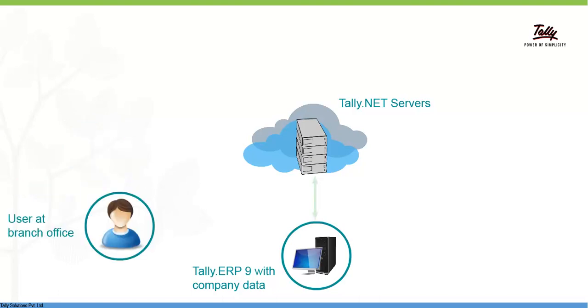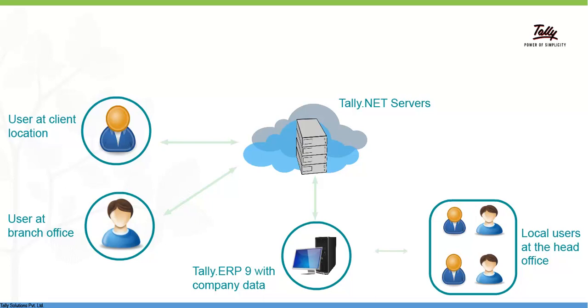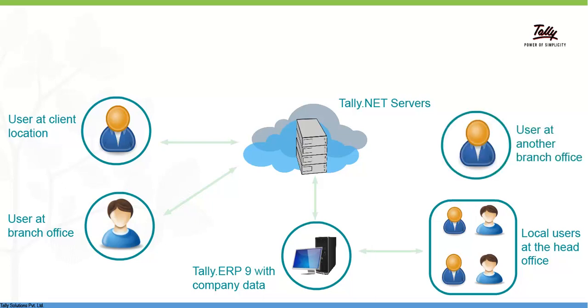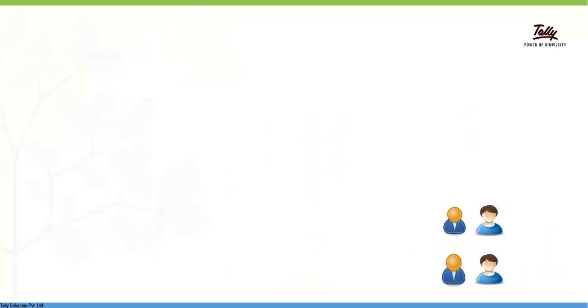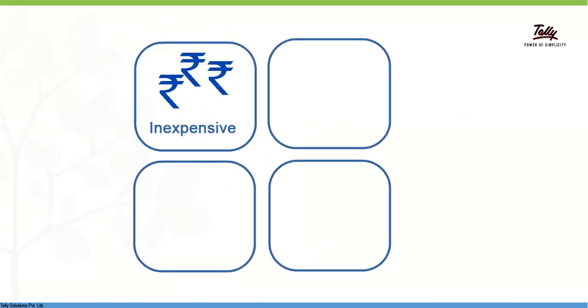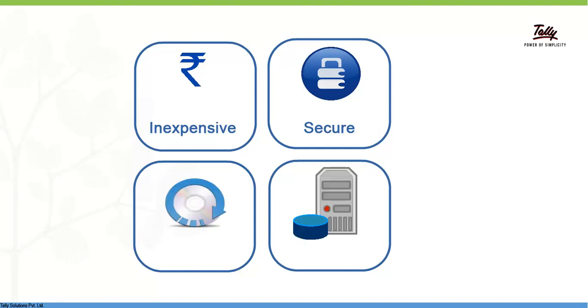While you are at the branch office or at a client's location, you can view a report or past transactions, while other users at the head office or another branch office can continue to work on the same data. Further, CAs can finish auditing faster because instead of traveling to your office, they can audit and print the required documents. The remote access capability is an inexpensive and secure mode to access your data remotely and can be set up with very little additional requirements in terms of software or hardware.